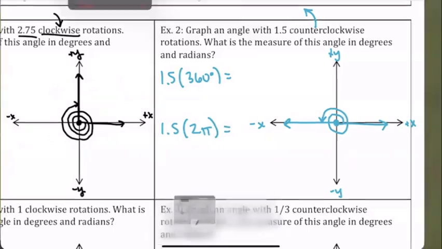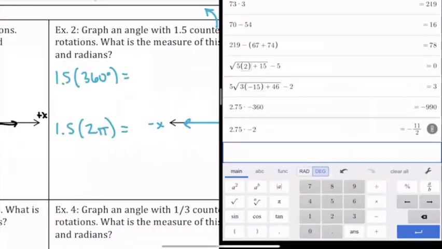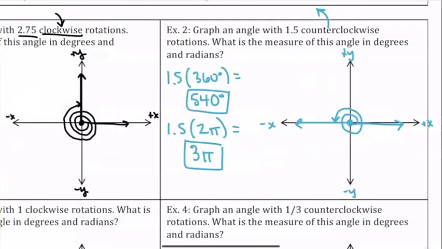1.5 times 360 is first. Let's see what we get. Oop, that's a 4.5. That was way too big. 1.5 times 360. That says 540. And then 1.5 times 2, I'm just going to tell you that one's 3. Then I'll put the pi back on. So I got that by doing 1.5 times 2 in the calculator, then stuck pi back on. And there we go.